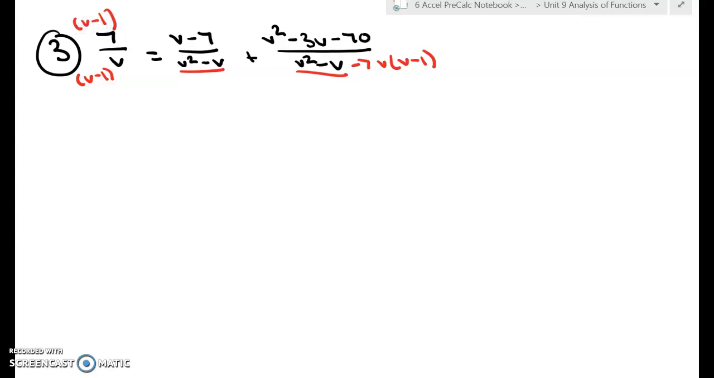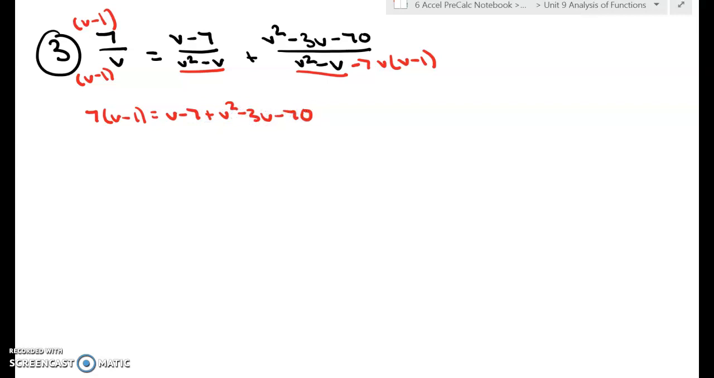Now we can get rid of the denominator. It's not actually gone, but that's just the way rational equations work. So now we're going to write everything in the numerator as a separate equation. So 7 times v minus 1 equals v minus 7 plus v squared minus 3v minus 70.